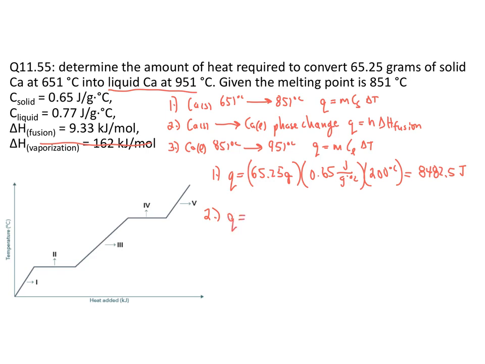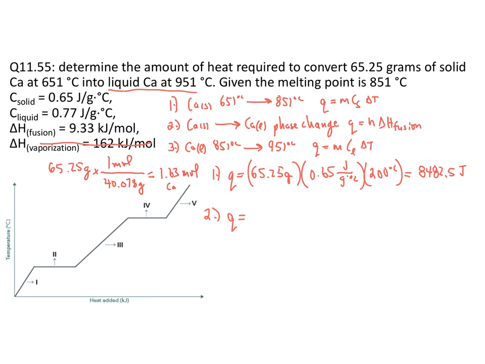Step 2, well, I can find out how many moles of calcium I have, right? Moles equals grams over molecular weight. So I have 65.25 grams of calcium. And I know that for every 1 mole of calcium, I would need to have 40.78 grams of calcium, for approximately 1.63 moles of calcium.